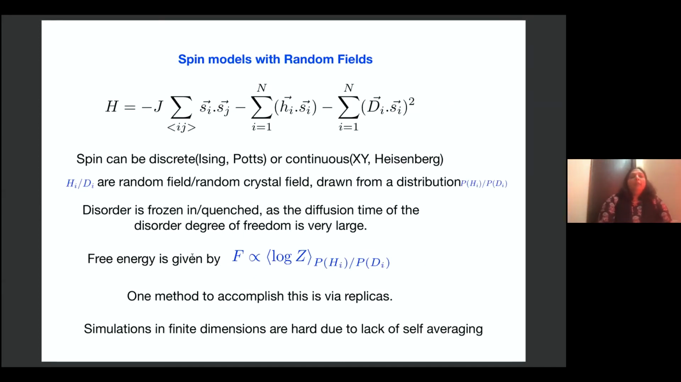So the kind of models that I am going to talk about can be defined through a Hamiltonian, like the one you see here, with a ferromagnetic coupling, and the disorder can be in the field. Then it couples directly to the spin through a term like h_i dot s_i. The disorder can be in the crystal field, and then it couples through a term like d_i dot s_i squared. And the spins, as I said, can be discrete or they can be continuous, and the nature of the degree of freedom can change the behavior of the system a lot.